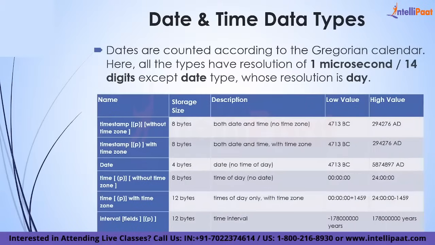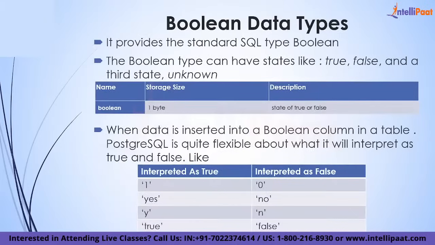Timestamp. So yeah, we have timestamps. You can have them with time zones and without time zones, and just the time and intervals also you can store in your Postgres database. Boolean data types: it has 1 byte. These are the values which you can store in the columns which have the Boolean data type: either 1 or 0, where 1 represents true and 0 represents false, also yes, no, Y, N, and true, false, T, F. These are the values you can store in the Boolean data types.